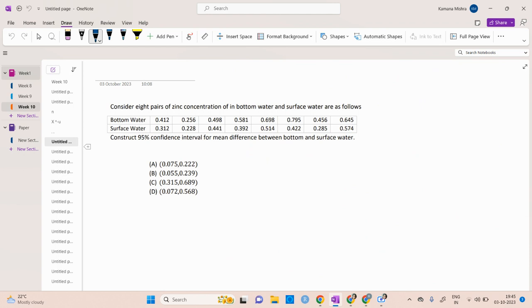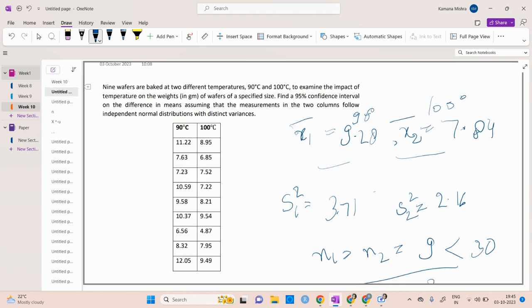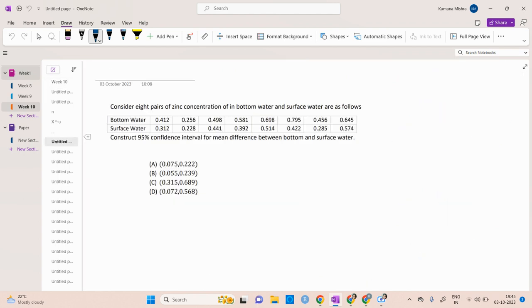Now the next question. The next question is the same as we have done before. Here in the first question, you have the difference of means, right? So you have the mean difference between bottom and the surface water, and then you need to find the confidence interval. So it is basically the same. If you do it on your own, that will be much better. So that you can do, I think.